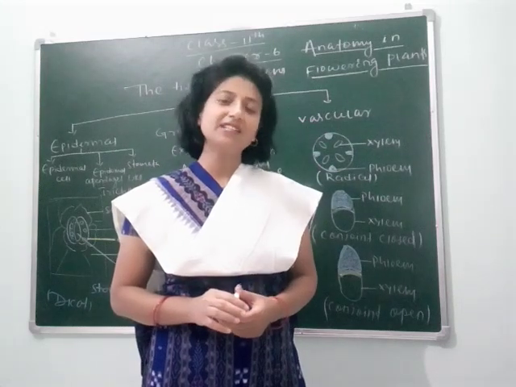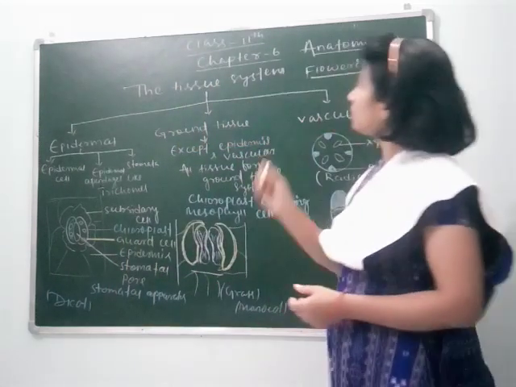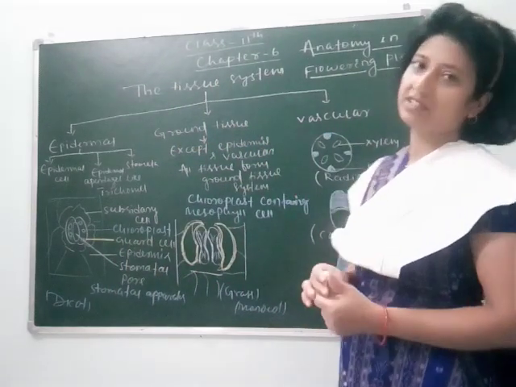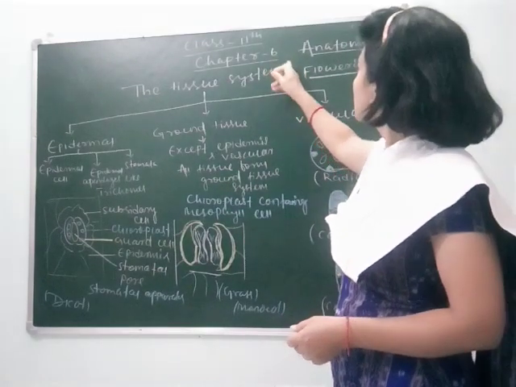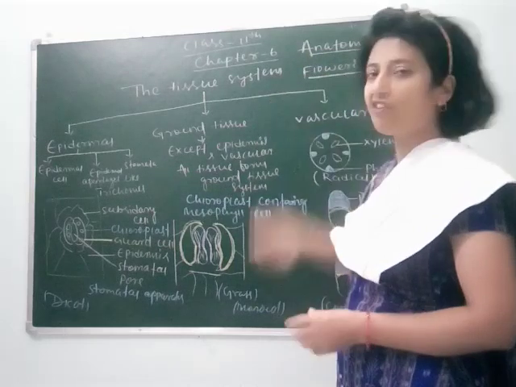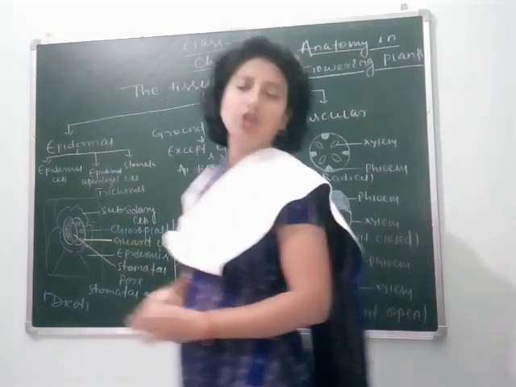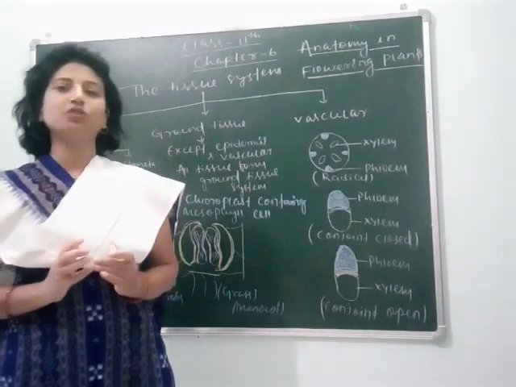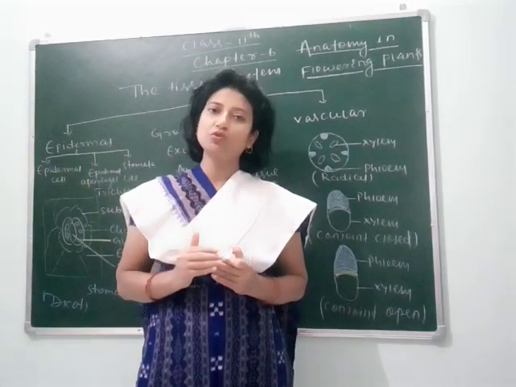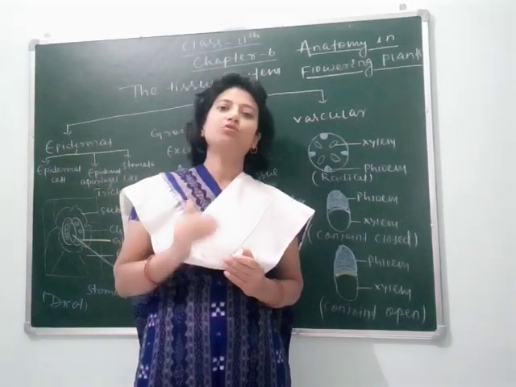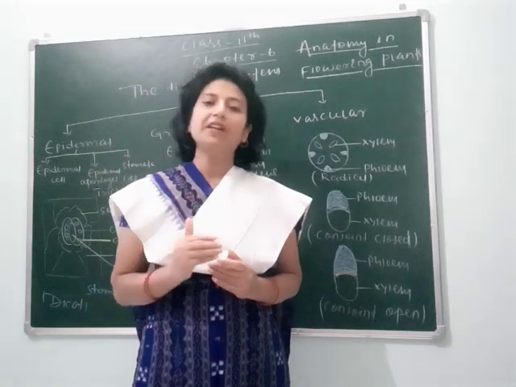Thanks again for that. So let's continue our chapter which we have been continuing for 3 lectures. This is the fourth lecture of chapter 6, anatomy of flowering plants, of class 11th. Today we will study about tissue system. In our last class we already completed tissue. Today we will study tissue system. So let's understand what is tissue system.